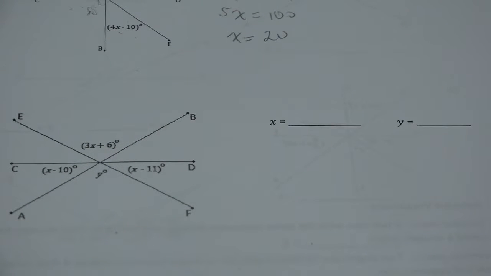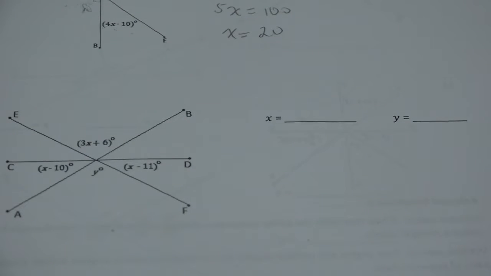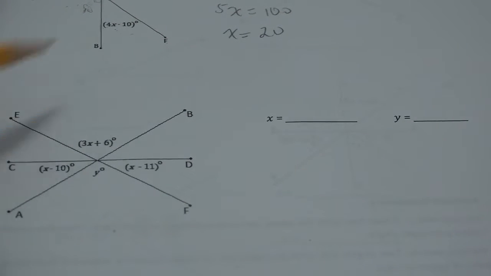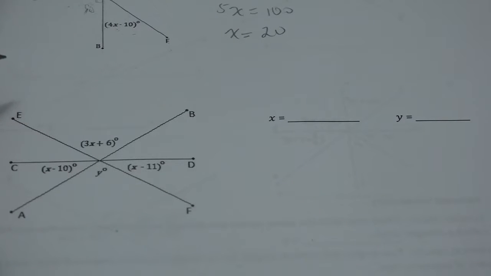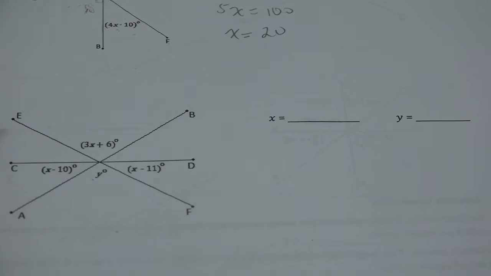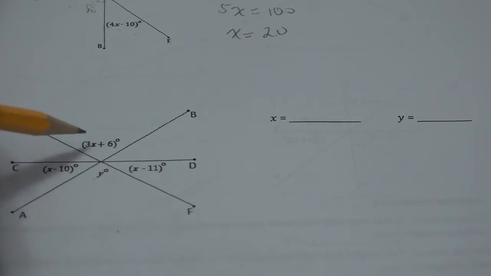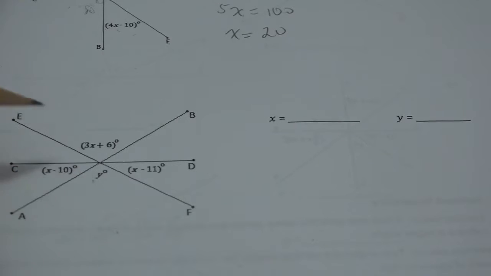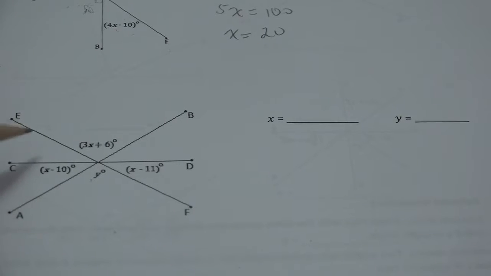So let's see now. Here I need to find x and y. So we need to be careful on what do we add and what do we equal to each other. So I know that y is equal to 3x plus 6, right? Am I correct? Correct. Okay then.